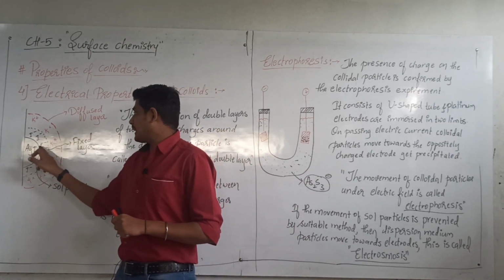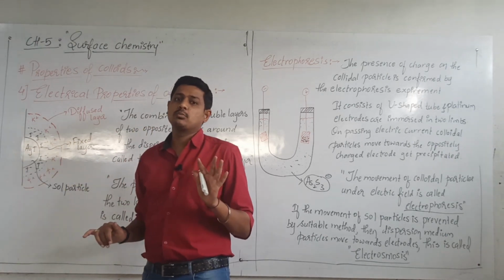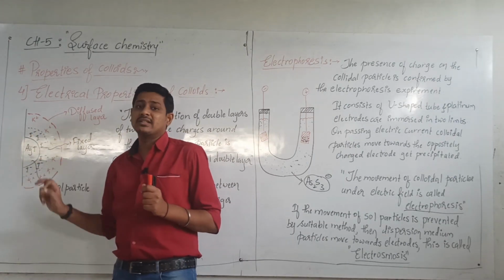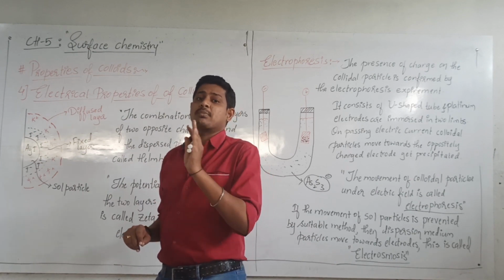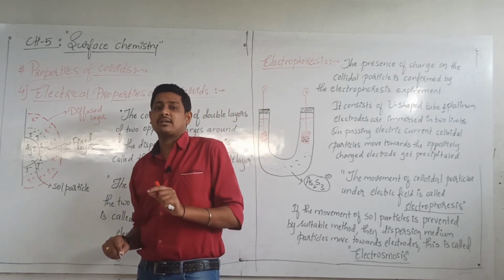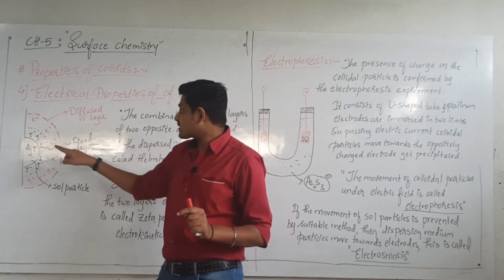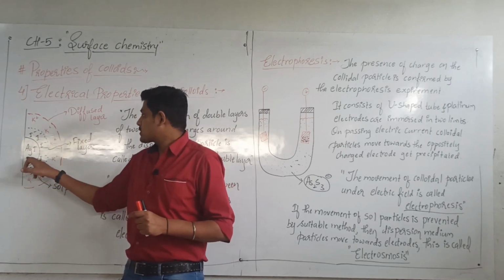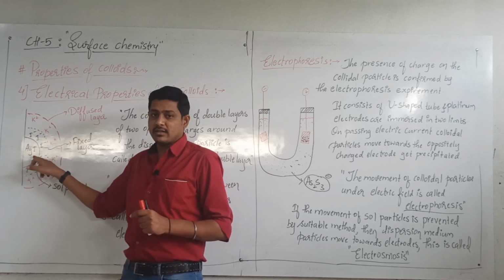One thing I want to make clear: before any adsorption of a charge on their surface, dispersed phase particles will be there. Before they become colloid, they are called dispersed phase particles. To become colloidal particles, they have to adsorb some charge on their surface. So first they have to adsorb one charge. Here the sol particle or the dispersed phase particle is silver iodide.